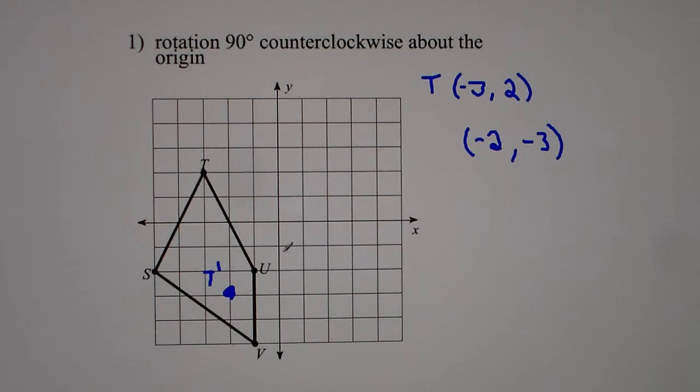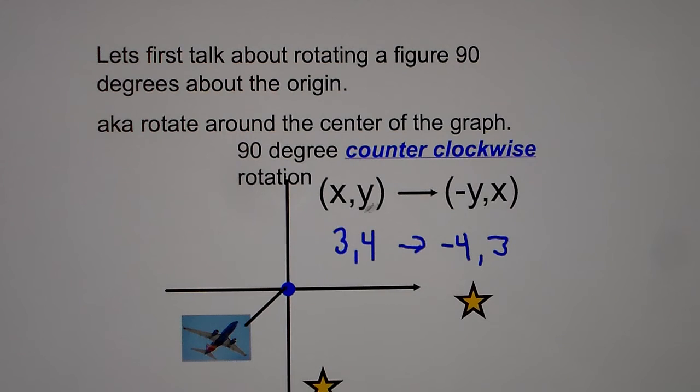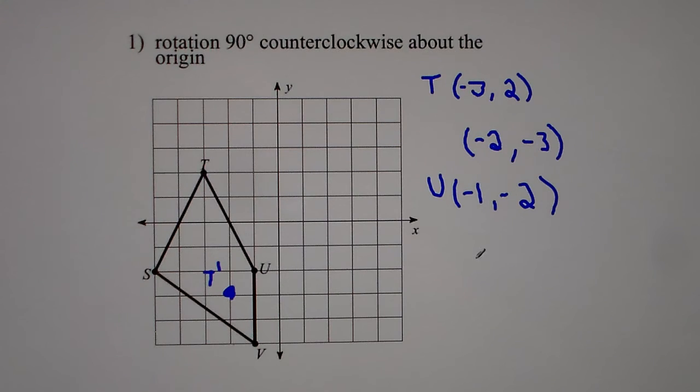Now, we gotta rotate the letter U. U is 1 to the left, 2 down. So (negative 1, negative 2). Just a reminder, the formula is (negative y, x). So we change the y value sign and we put it in the front. So negative 2 becomes positive 2. And then we move the x value into the second position. So we have (2, negative 1). So 2 to the right, down 1. This is our U prime.